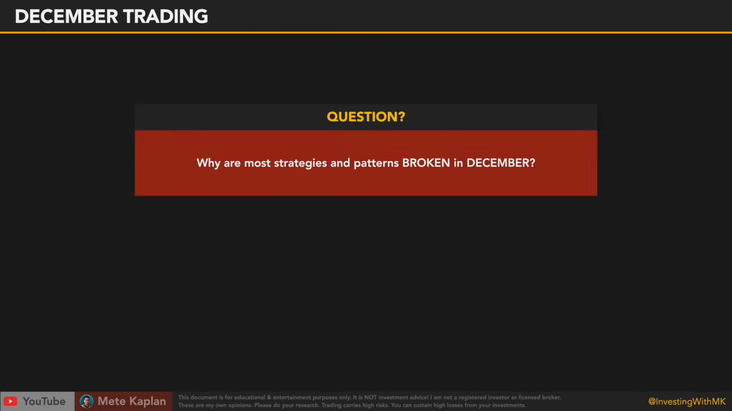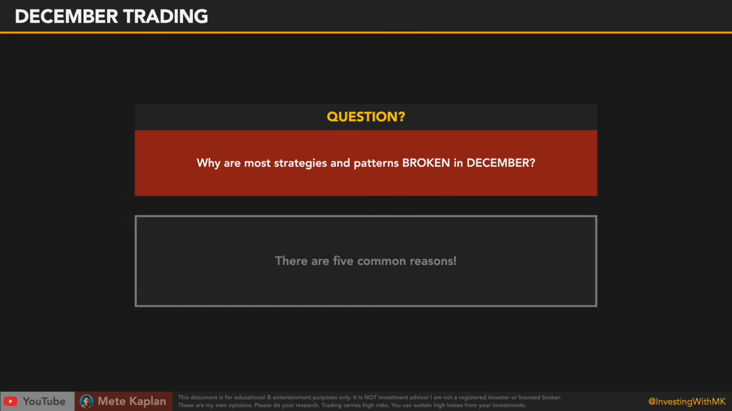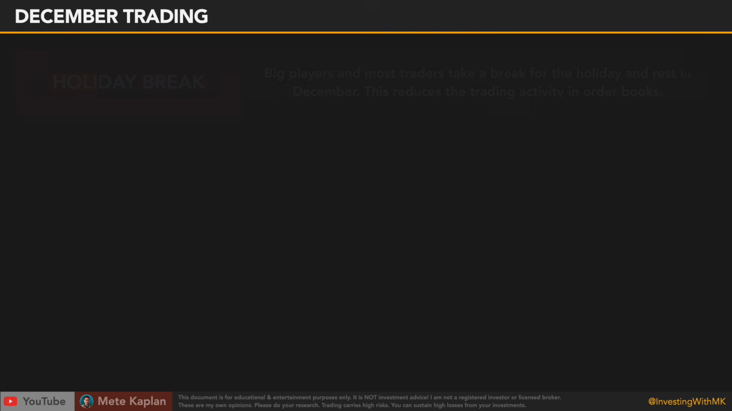So my question is very simple. Why do most strategies, methods, or patterns generally break down in the month of December, and why does this apply to almost all kinds of assets? There are 5 very common reasons why this usually happens. Let's go through each one step by step and talk about what to do during the month of December.